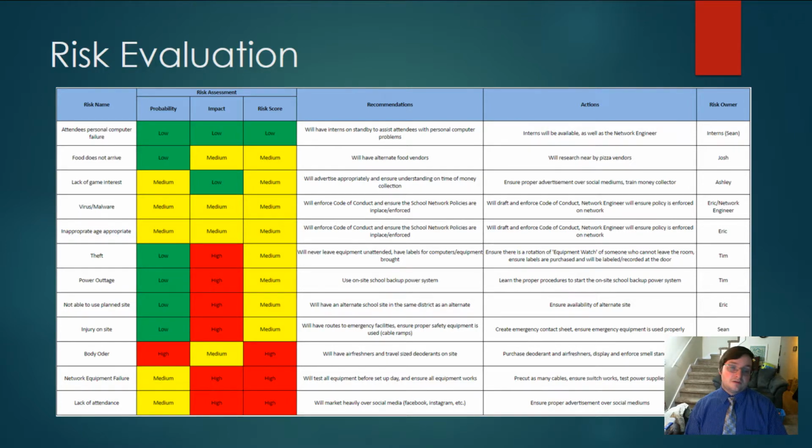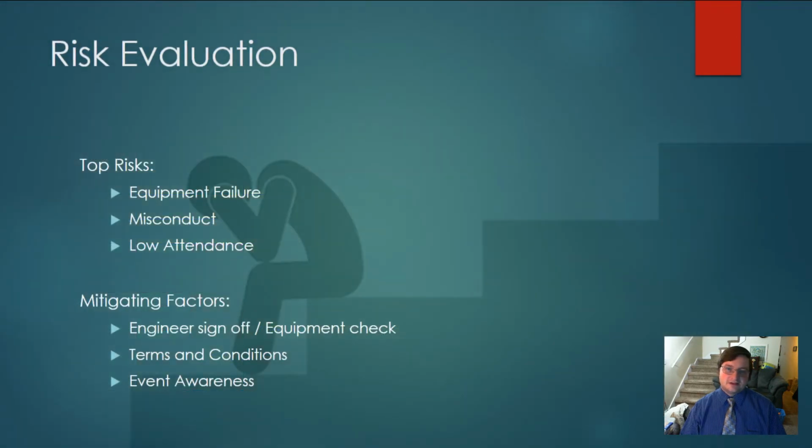In doing so far, we've actually covered a lot of risks in our project. We've actually looked at a whole lot more. Here's the risk evaluation sheet to show you that we've done our homework here to make sure that we're doing all of this right. And several of us are actually assigned to make sure that we don't have any further problems with this. Our highest risks, the top risks, are equipment failure, misconduct, and low attendance.